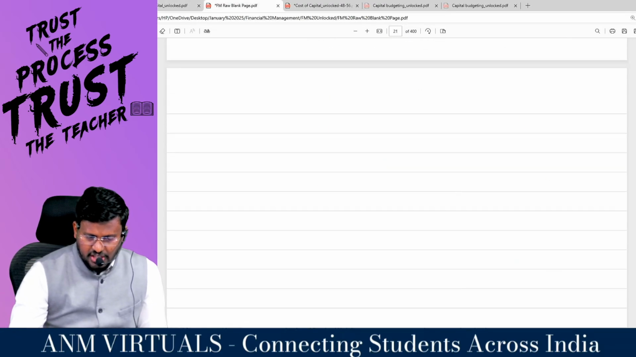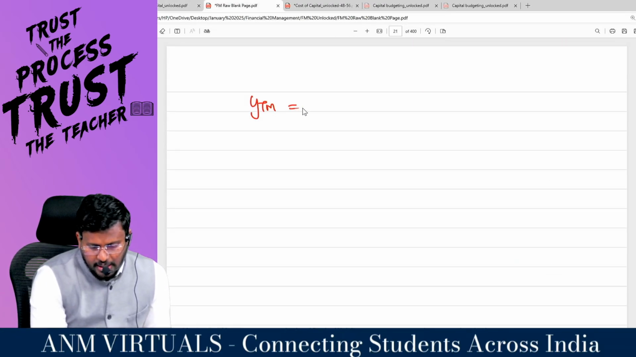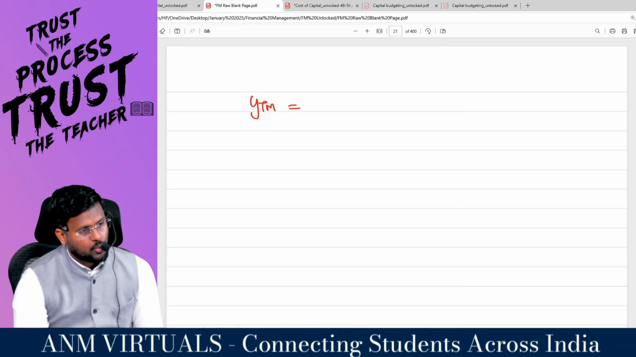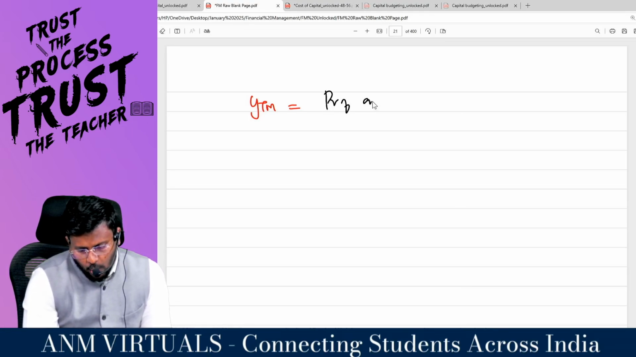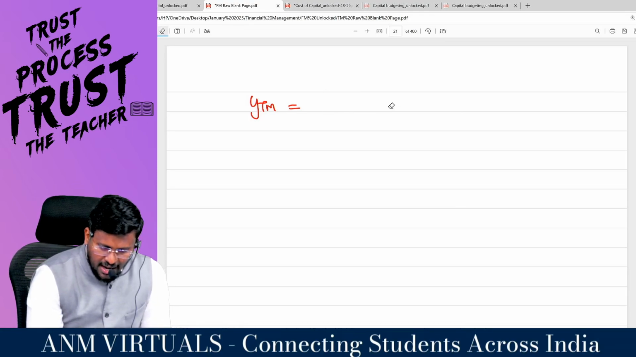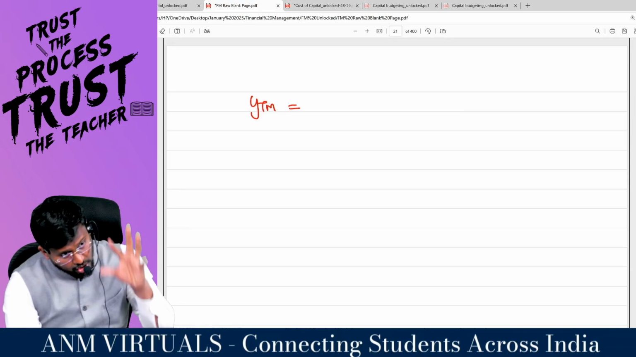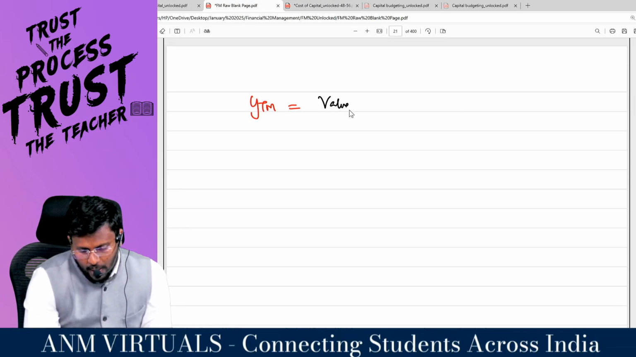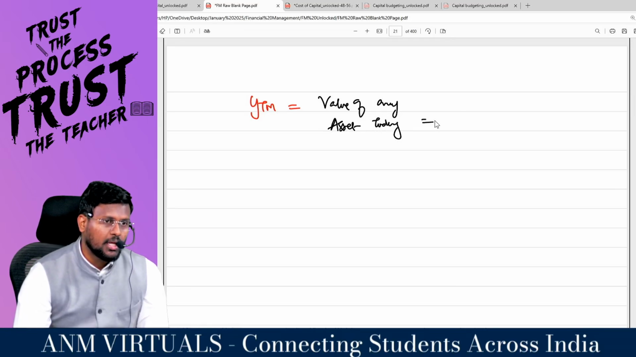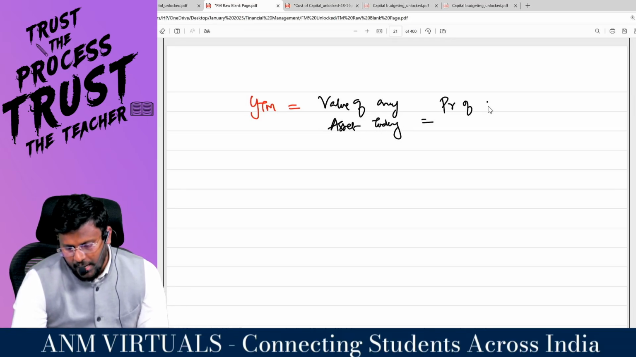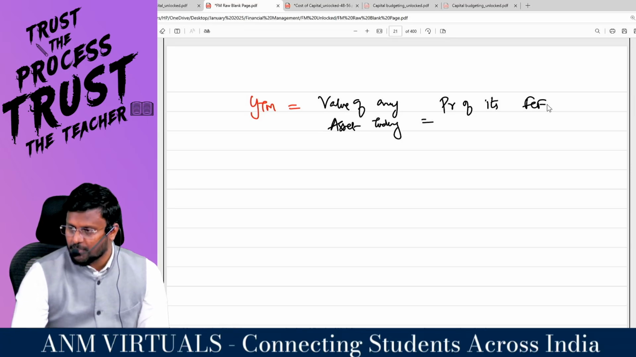What the YTM is teaching us, as per the yield to maturity approach, is that the present value of any asset, or if you are having any confusion regarding the present value, you can say that value of any asset today should be equal to the present value of its future cash flows.